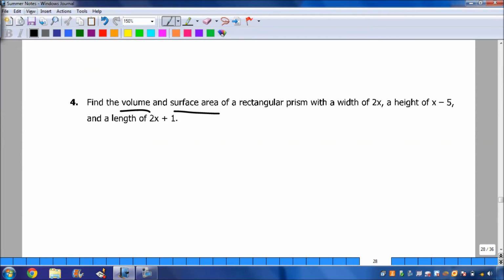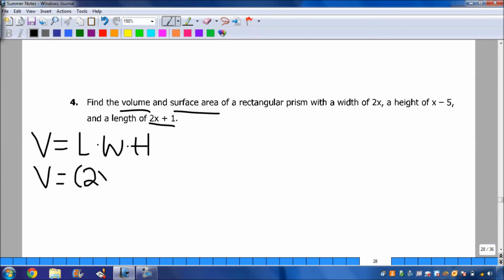The first thing that we're going to do is find the volume. The volume is easy. The length is also 2x plus 1. The volume is length times width times height. So I'm going to say volume is equal to 2x plus 1 times the width, which is 2x, times the height, which is x minus 5.